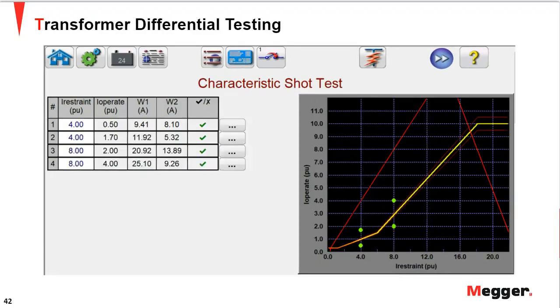Then we have the characteristic shot test. We validated the pickup, the slope lines themselves, the boundary. You can operate in the restrained region, but you can also choose a set of currents to validate these points here, right? It's like a go or no-go test, where you straight away inject current such that the operate quantity is right here, and then the relay is supposed to trip for these operate points, and the relay should restrain for these points on here, because the operate is below these slopes. This is in the restrained region here, right? So this is another test you can perform.